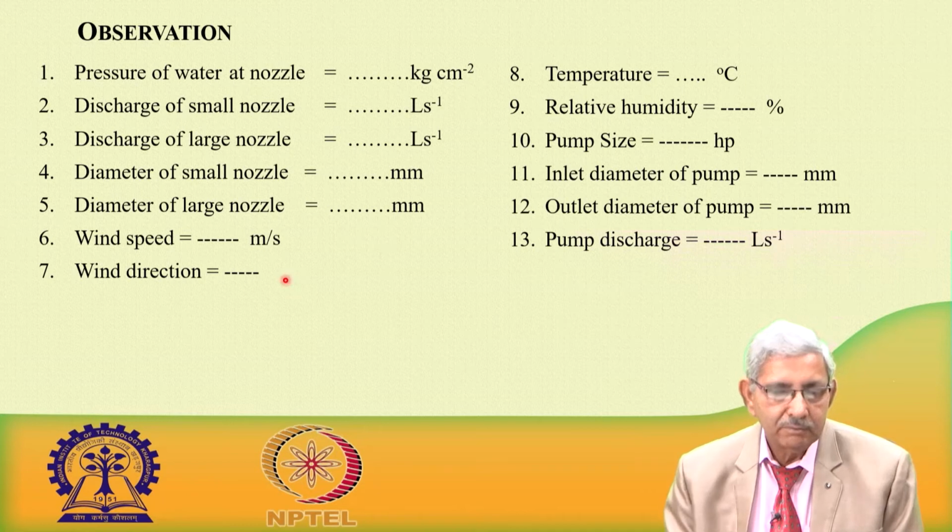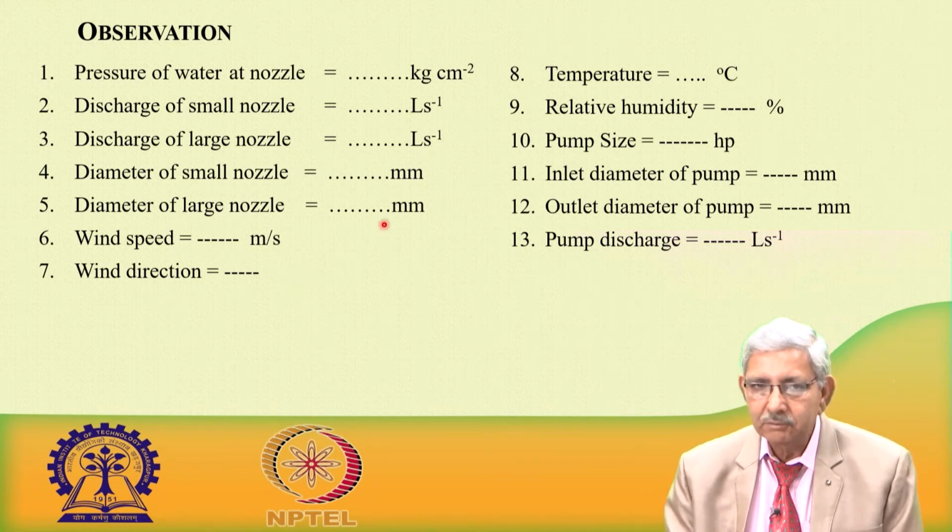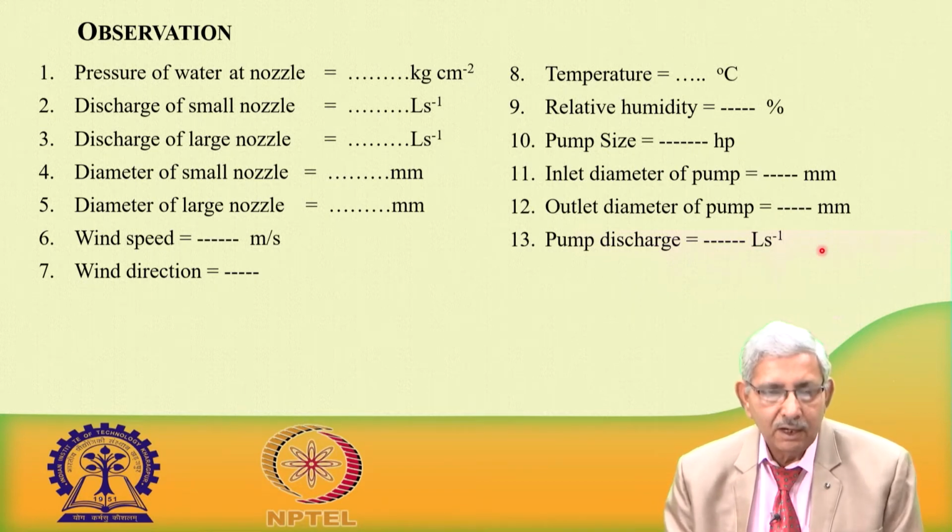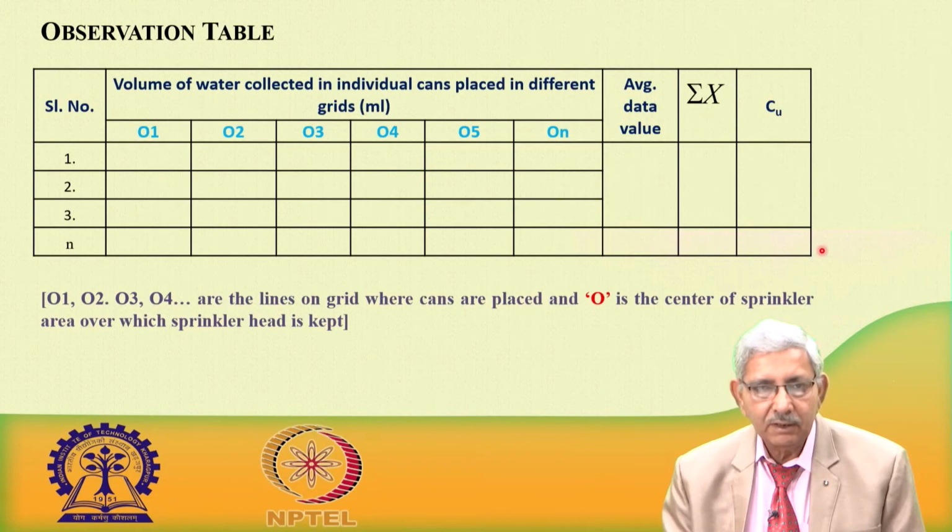Wind speed is measured by using an anemometer, and then wind direction. So, we will note down the wind direction, and then the ambient temperature, relative humidity, pump size in HP, the inlet diameter of the pump, the outlet diameter of the pump, and the discharge from the pump. All these data are useful, and this can be given.